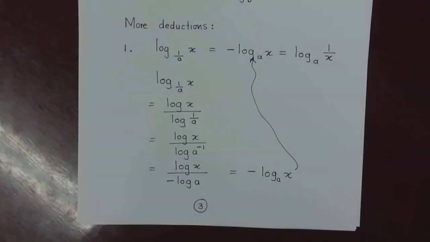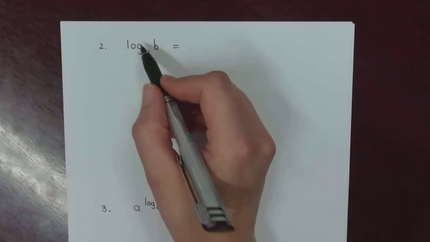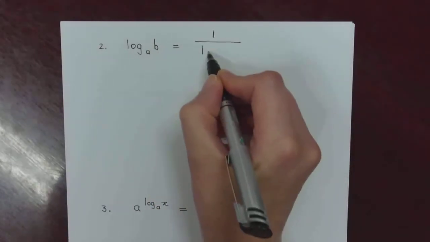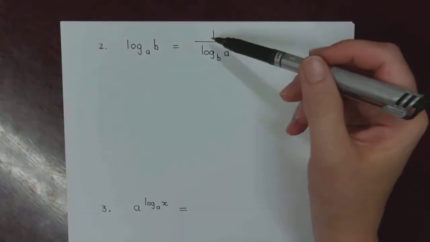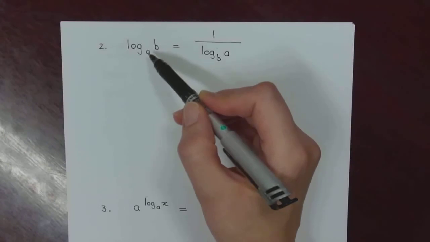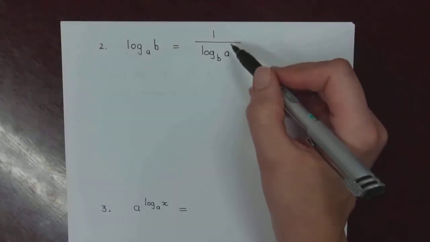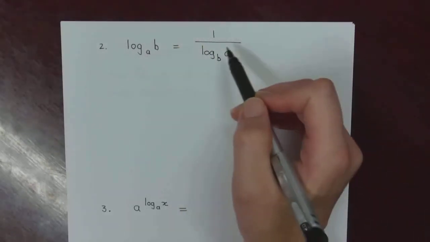Right. The second deduction is a very interesting one. It says I can rewrite the log of base a of b as 1 over the log of base b of a. So if I swap the base and the number around, I just have to make sure that I write the reciprocal, 1 over, and these are equal to each other.